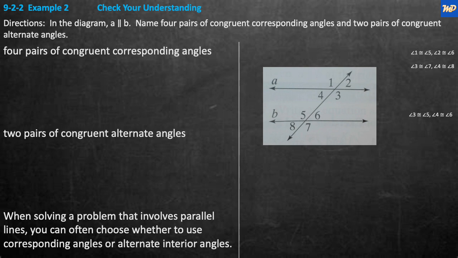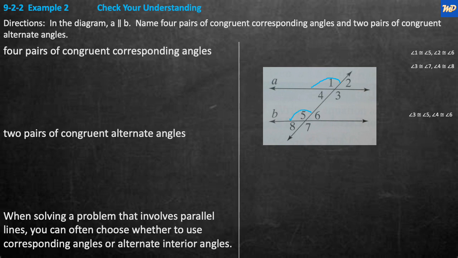Okay, as it said in the diagram, A and B are parallel. Name 4 pairs of congruent corresponding angles, 2 pairs of congruent alternate angles. 4 pairs of congruent corresponding angles. Let's start with angle 1. Angle 1, right here, is congruent with angle 5.